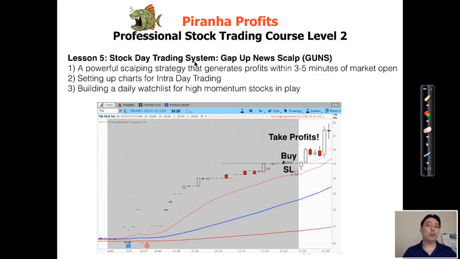So finally, in lesson 5 of the stock trading course level 2, you'll be learning the most powerful strategy I use to generate profits daily. And it's known as the GUN system. GUN stands for Gap Up News Scalp. We're going to be looking at stocks that are driven by news, right? We call that stocks in play.